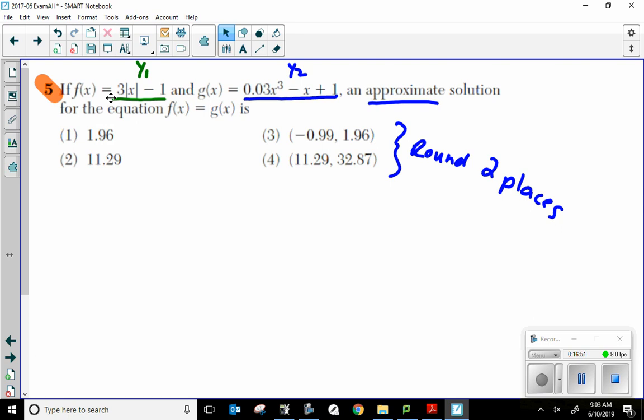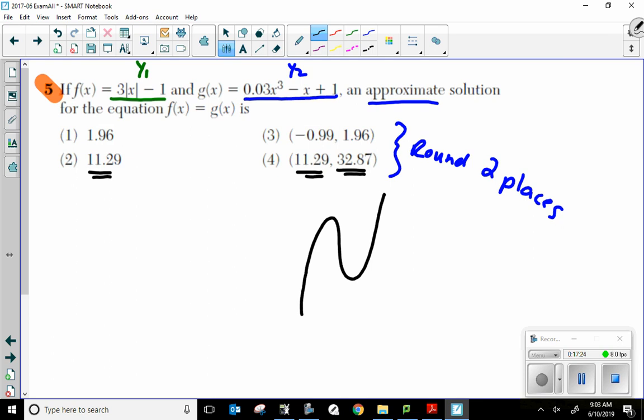an approximate solution for the equation f of x equals g of x is, I don't like this already because I see 11.29 here, and I see 11.29 and 32.87, but it's in parentheses like it's a coordinate instead of listing possible intersection points. You can have 1, 2, or even 3 points of intersection here, because a cubic goes like this, and that's an absolute value. I can have up to 3 intersection points.